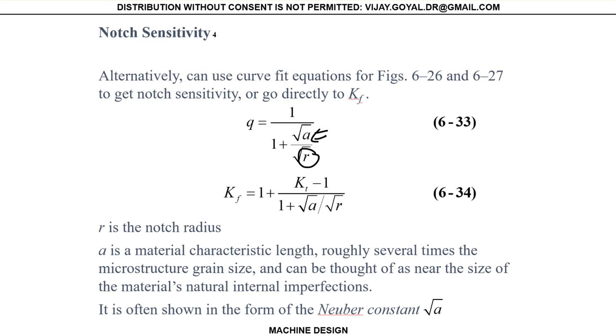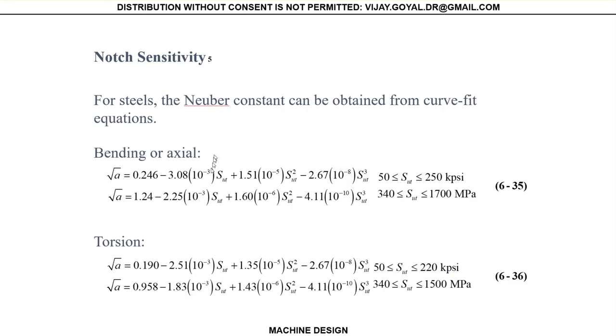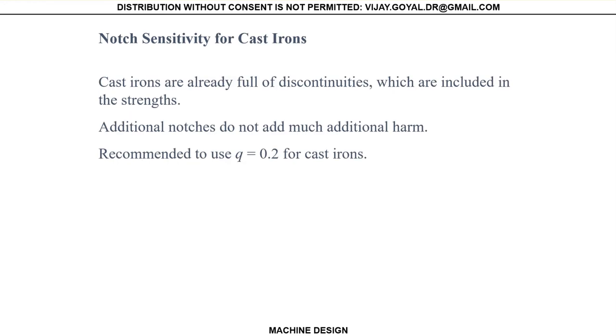Okay, but for programming purposes, it's a lot easier to use this. And you can see you got different charts for different ranges of your ultimate. Same for torsion, you get different ranges for your torsion. And you can use that. Now for the case for cast iron, then we just recommend use Q equal to 0.2. Okay, that's mainly for brittle materials.